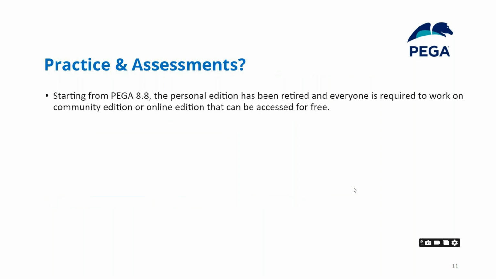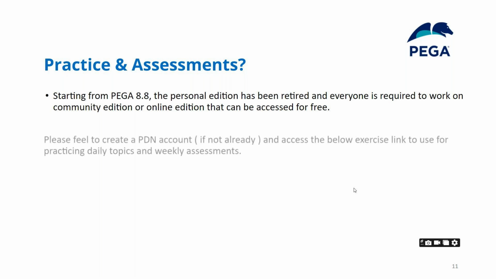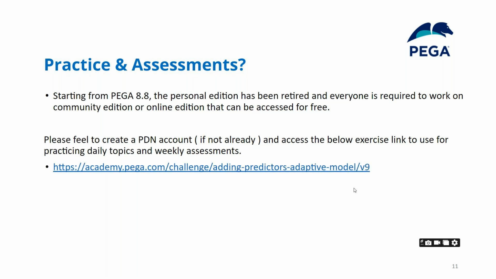So starting from Pega 8.8, the personal edition has been retired and everyone is required to work on community edition or online edition. The link that I have shared in the chat is nothing but the online edition. So you can open that link and go to the CDH directly. That you can do. And the second option that we have is that we can actually open the community edition.